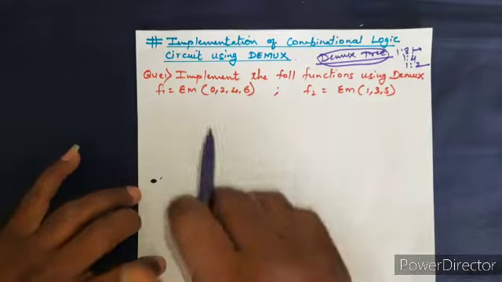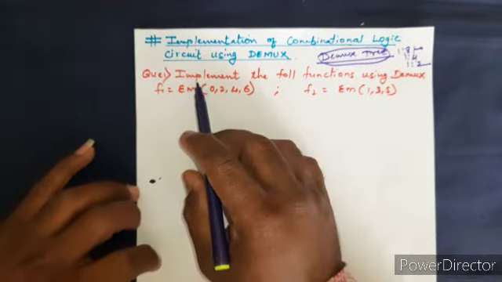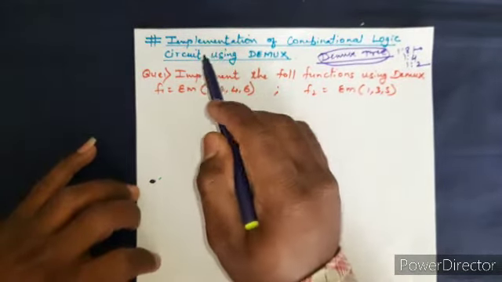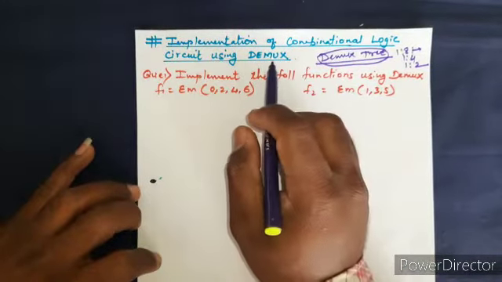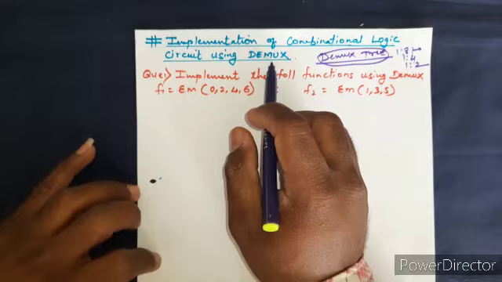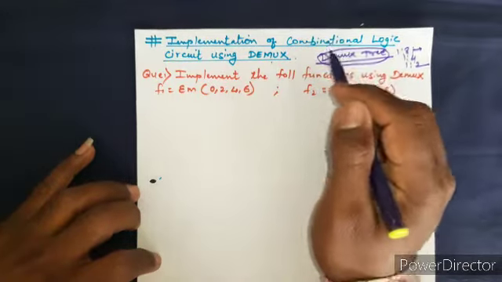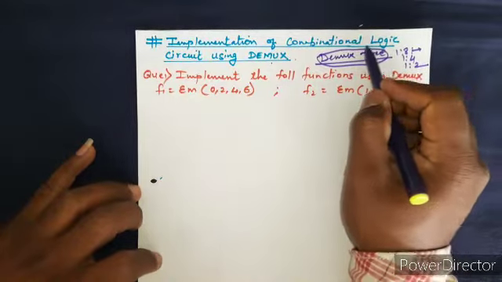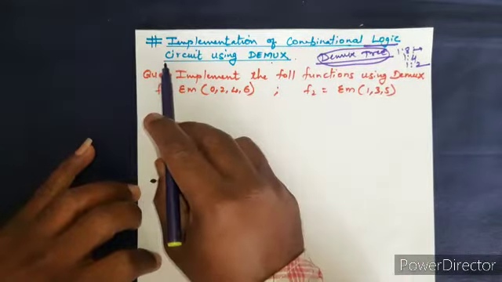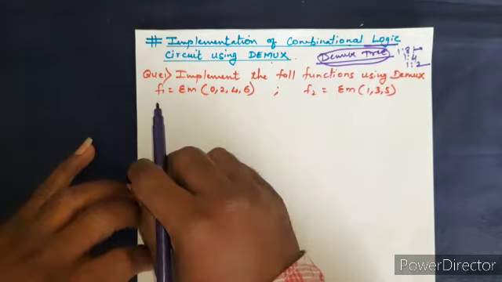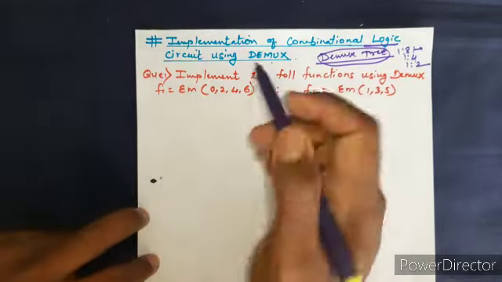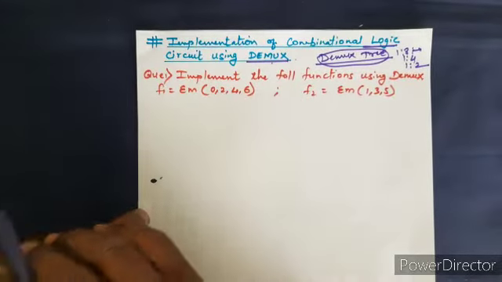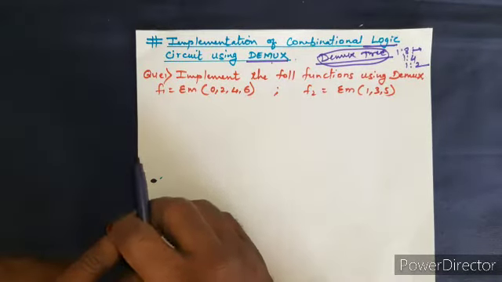Alright, now here in today's video lecture we are looking at the implementation of combinational logic circuits using DEMUX. This concept we have also seen for multiplexer, that how a given logical expression can be implemented with the help of a multiplexer, right? Now here we are going to use a demultiplexer. Okay, so let us directly jump to the question.